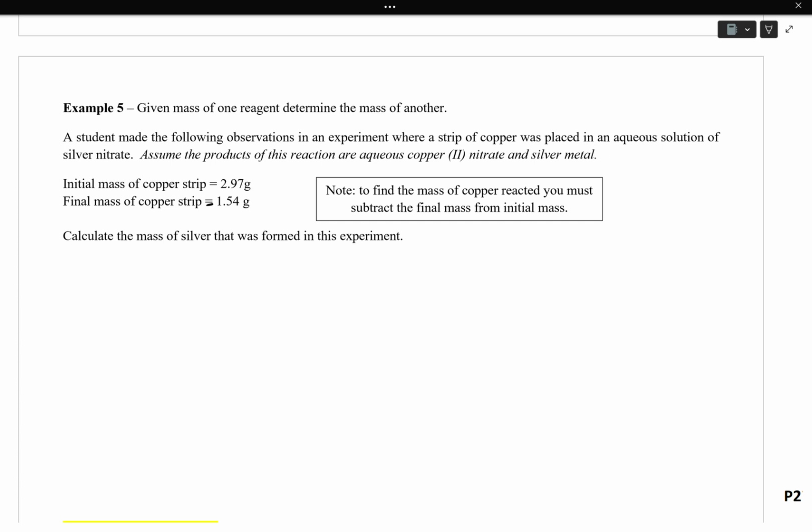Learning Chem 20. Today we're going to finish off the stoichiometry, the gravimetric stoichiometry questions that you were doing with Ms. Walsh yesterday. Today we are going to look at an example where we're given a mass of one reagent to determine the mass of another.